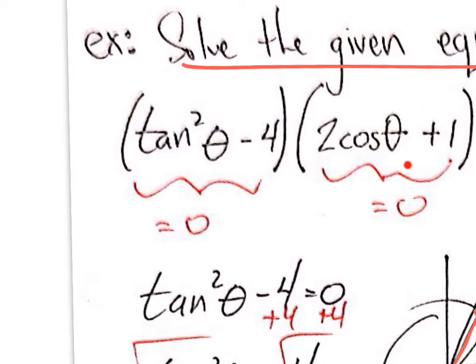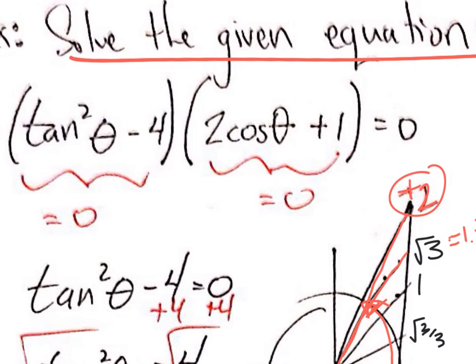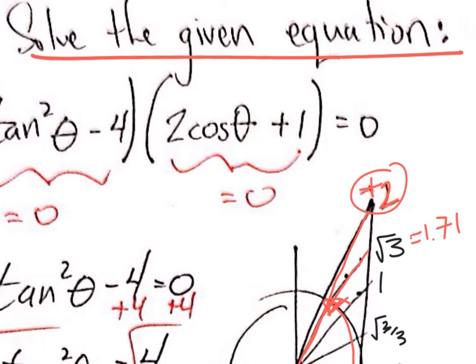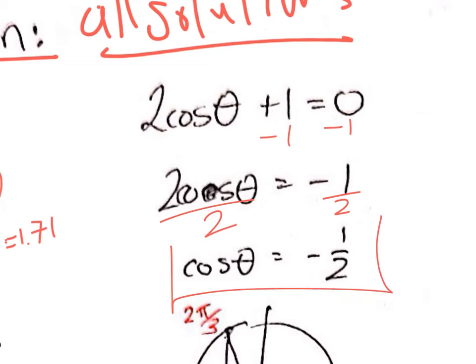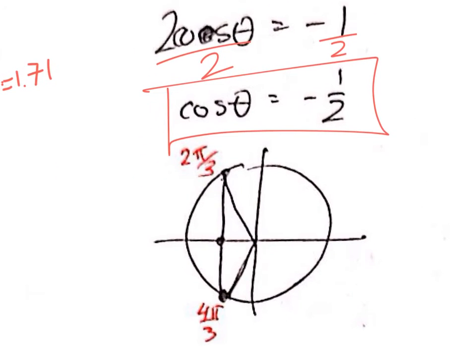Next up, we got this guy. So if that is equal to 0, 2 cos theta plus 1, we have this over here. We're going to do a little algebra, so subtract 1 from both sides, and then divide both sides by 2, and we end up with this. So this looks like something that is on the unit circle, and we are familiar with this. So cosine is an x-coordinate, negative 1/2 is here, so we have these two angles. We got this 2 pi over 3 and 4 pi over 3.